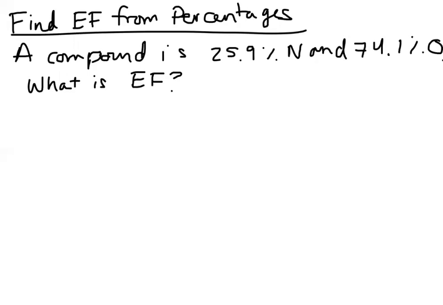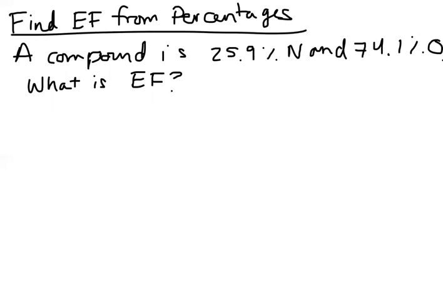So I could say a compound is 25.9% nitrogen and 74.1% oxygen. What is its empirical formula? You don't have grams here, so how do you figure out how many moles? The great thing about empirical formulae is that they will stay the same. It's the same ratio of elements, no matter how much of that compound you have. So we're just going to assume a certain mass. We're going to assume 100 grams because that's the easiest.